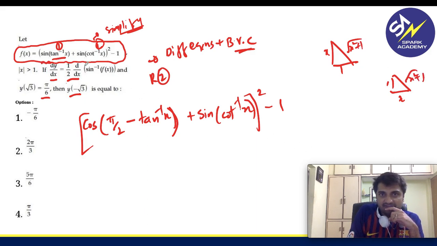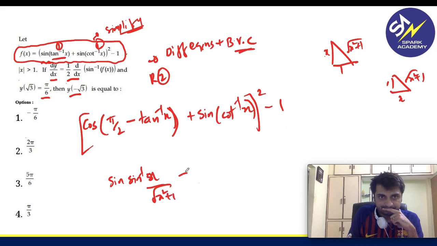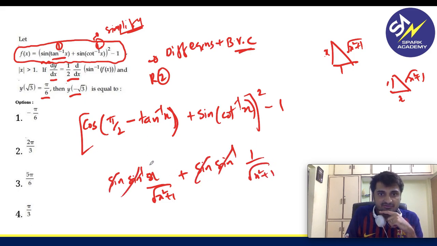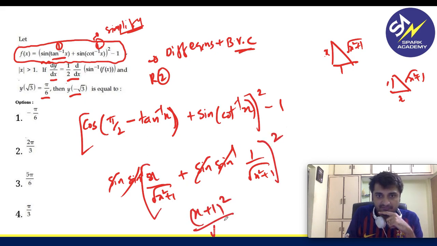So sine of tan inverse x, how do you write actually? This you can write as sine inverse of x by under root of x square plus 1, plus sine of, again sine inverse of, 1 by under root of x square plus 1. Cancel, guys. So this whole square I have to do. So basically I will get x plus 1 whole square by under root of x square plus 1 whole square. Square will get cancelled. Minus 1 I am getting. This is my f of x, guys.